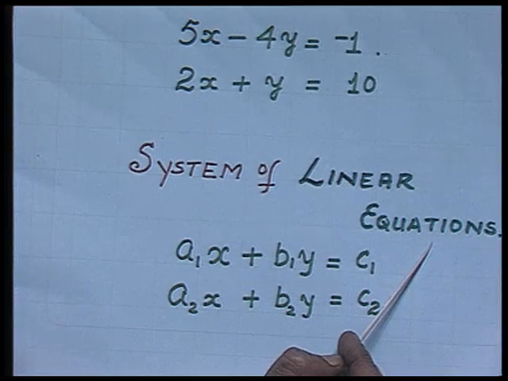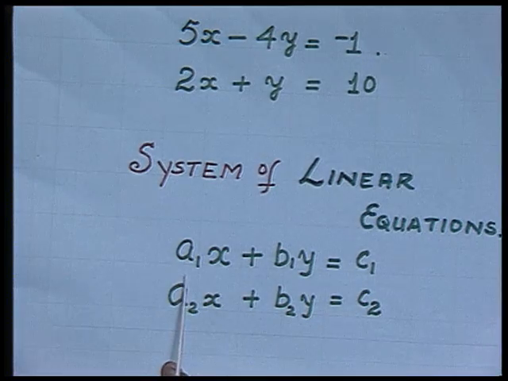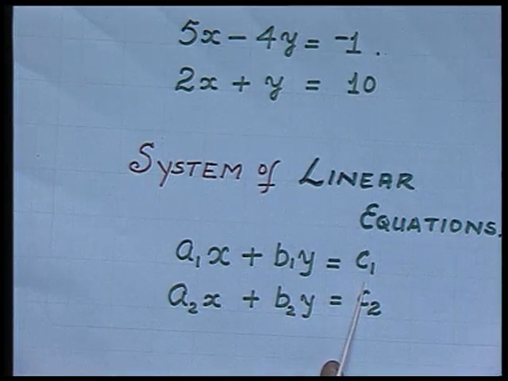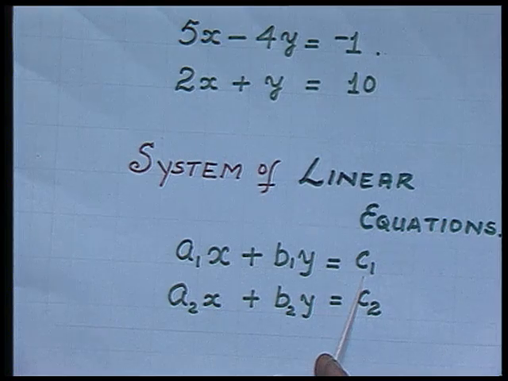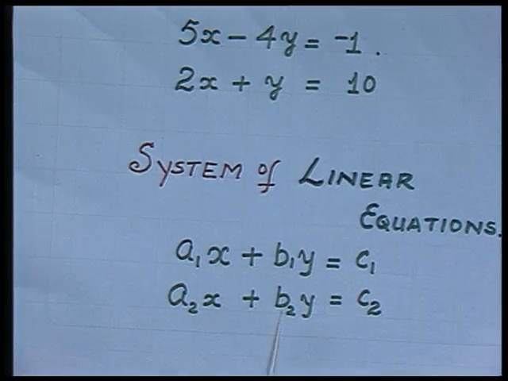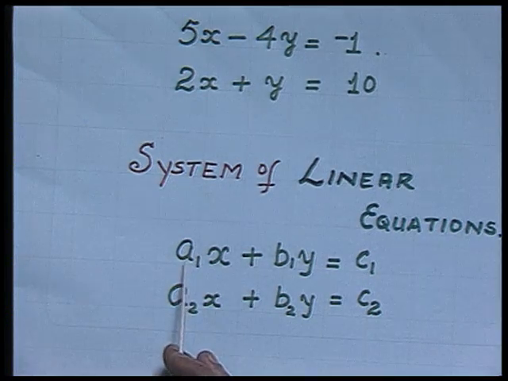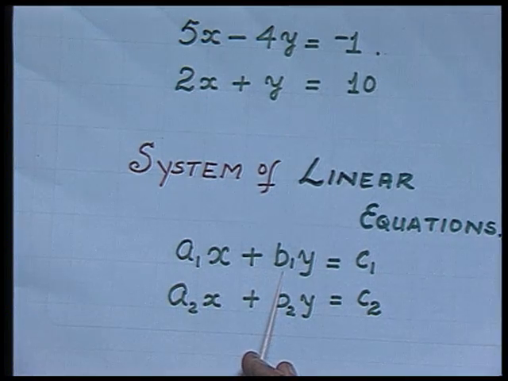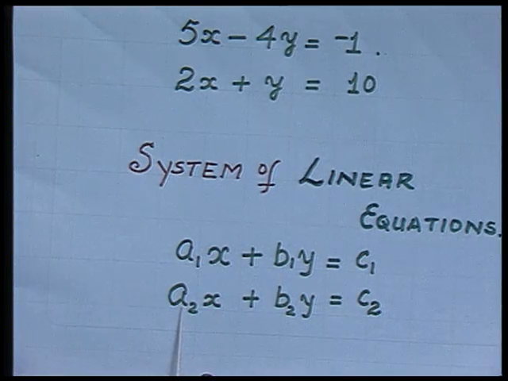linear equations. And the general format for the system of linear equations is a1x plus b1y equals c1 and a2x plus b2y equals c2. Again, a1, b1 and c1, they all belong to the set of real numbers, and a2, b2 and c2 too. But you have to take the precaution that a1, b1 simultaneously cannot be equal to 0, and also a2 and b2 cannot be simultaneously equal to 0.